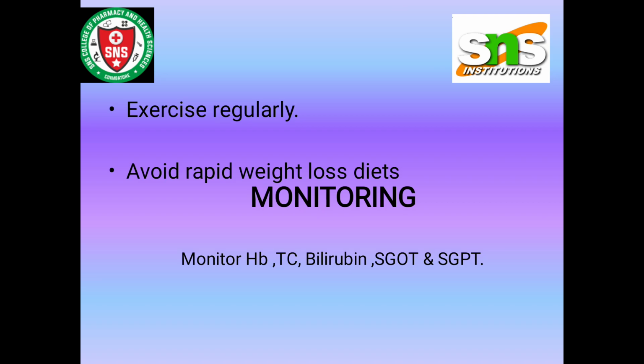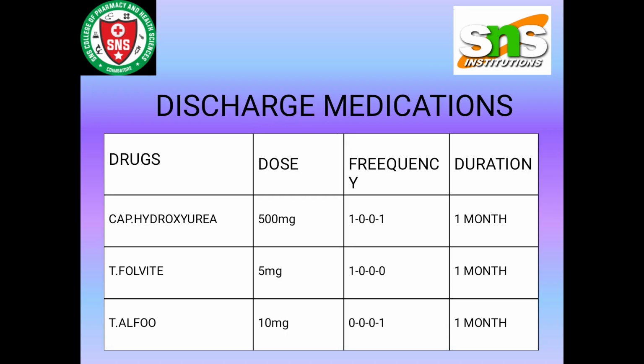And what about the monitoring? Monitoring of HB, TC, bilirubin, SGOT, and SGPT. Discharge medications: hydroxyurea 500 mg for 1 month, and Folvite 5 mg OD for 1 month. Alfuzosin 10 mg for 1 month should be followed.